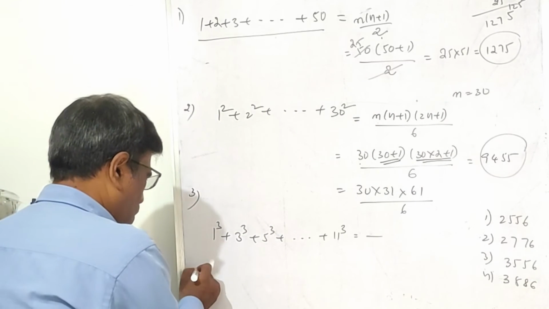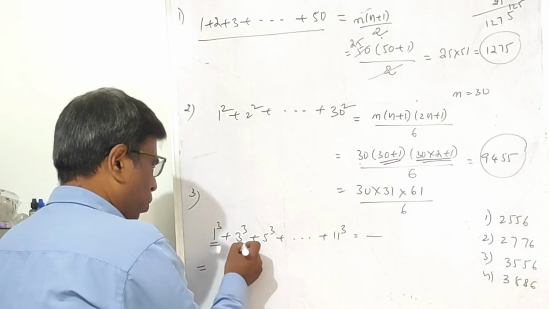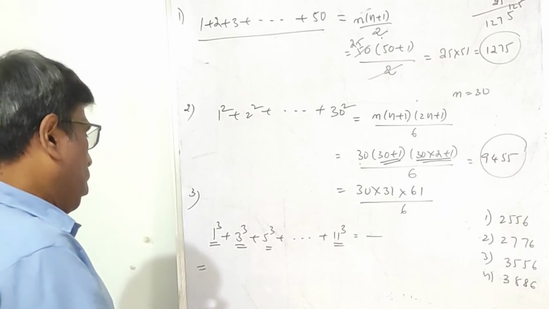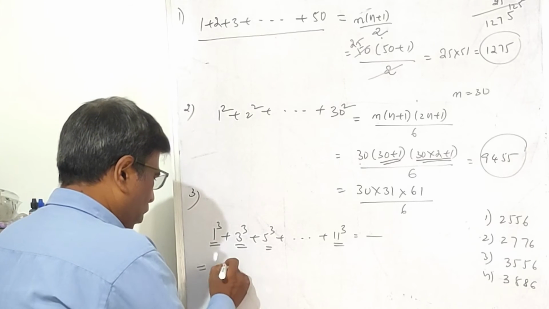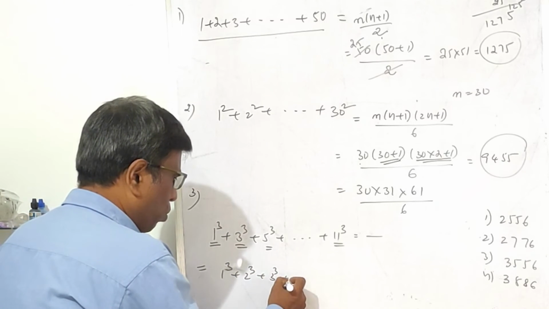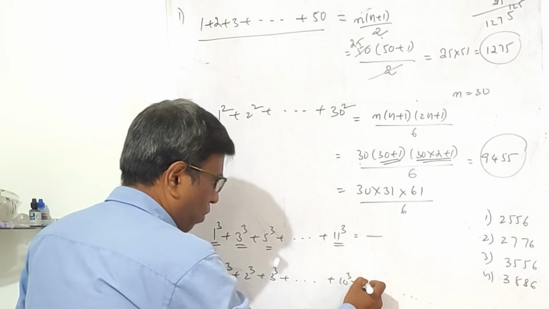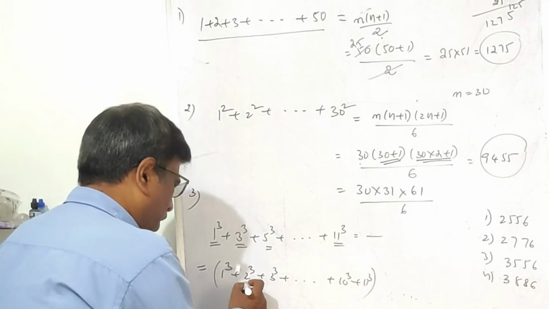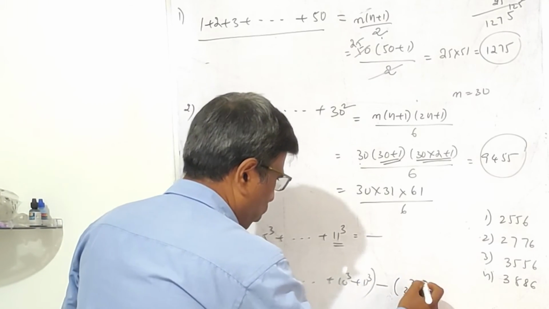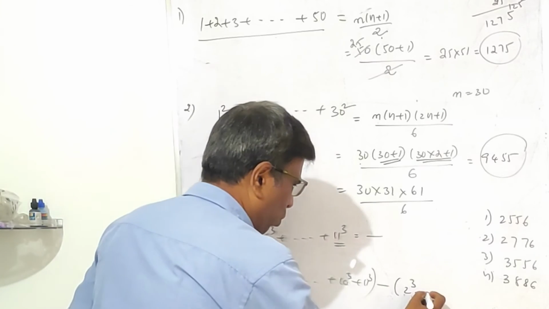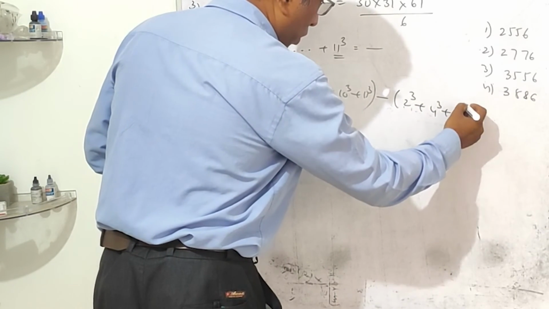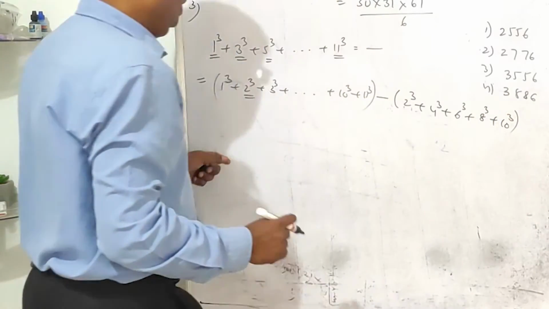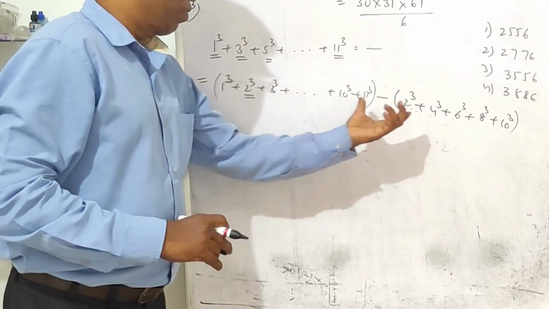In this one, 1 cube, 3 cube is the sum of odd numbers: first odd number whole cube, second odd number whole cube, third odd number whole cube, up to 11 cube. First we can write 1 cube plus 2 cube plus 3 cube and so on up to 10 cube plus 11 cube. Some terms are missing, so I am adding the terms. Which terms are added? 2 cube, 4 cube, 6 cube, 8 cube, 10 cube, which we subtract. Out of 11 terms, these 5 terms are subtracted.